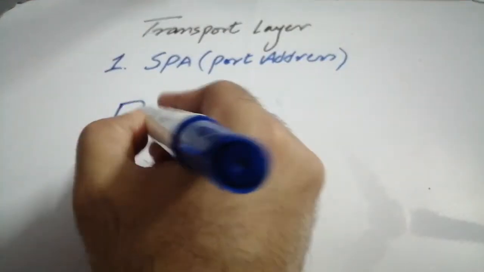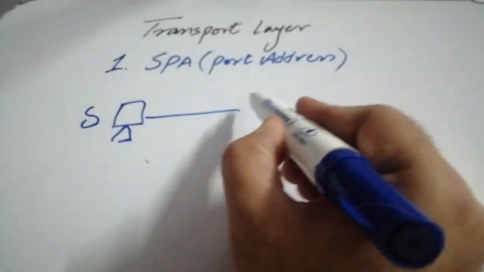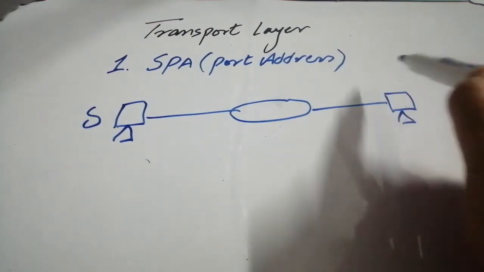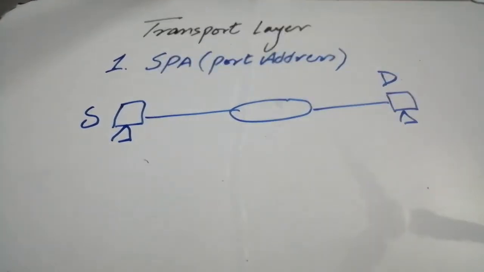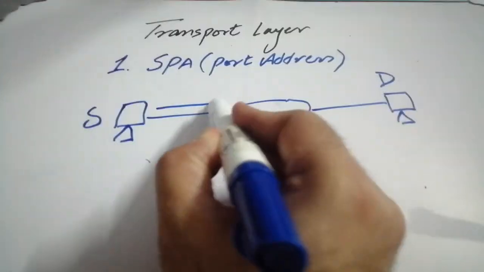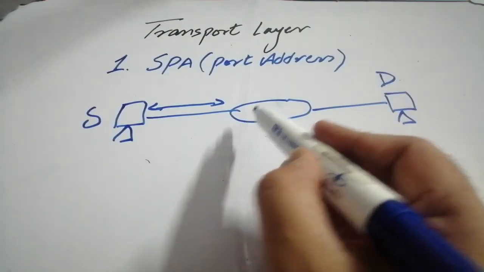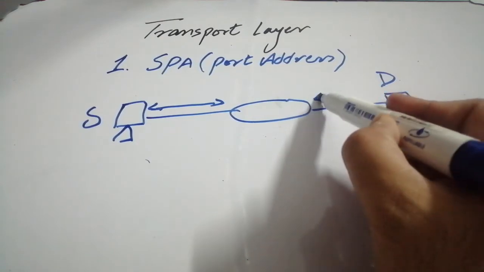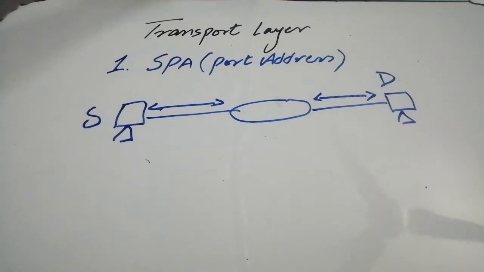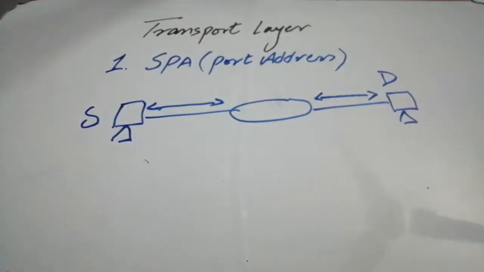Now let me take an example. This is my source and this is destination. So up till now we saw link to link communication between this system and the port of this router, and then from the port of the router to this system. That was the responsibility of data link layer.